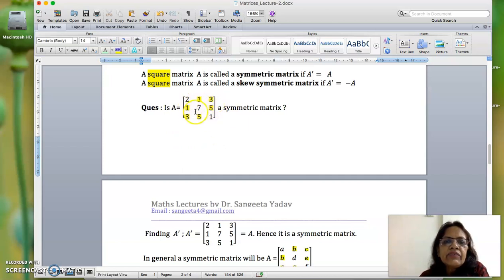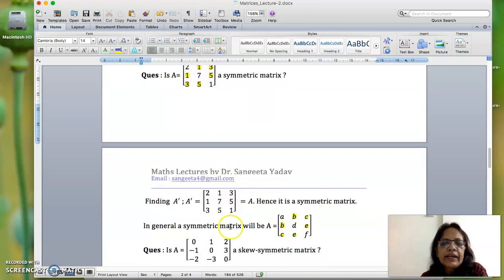1 3 5, exactly same 1 3 5. So in general, if I want to write a symmetric matrix, what we can do is A, B, C, and B, C is same. Diagonal elements can be different.